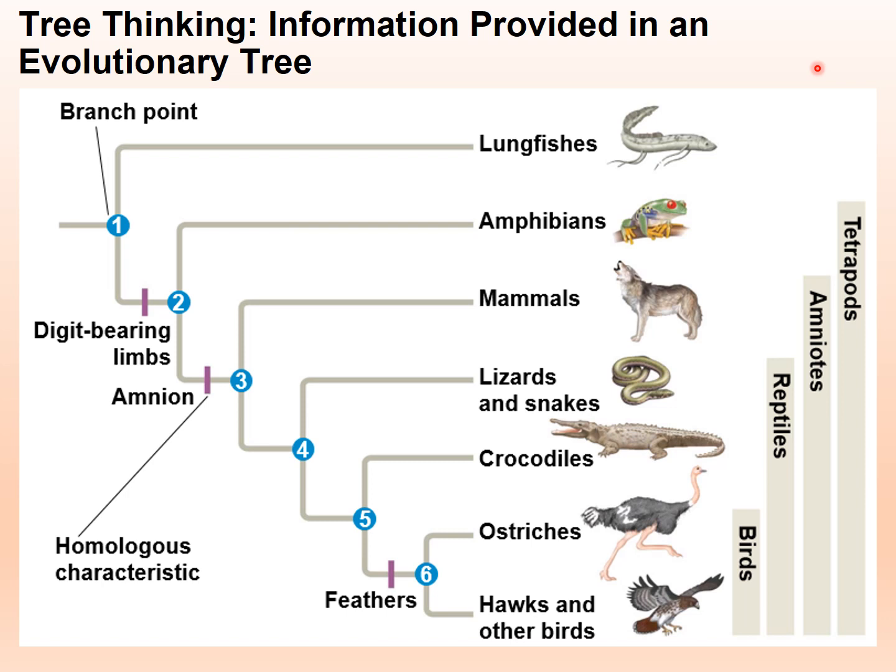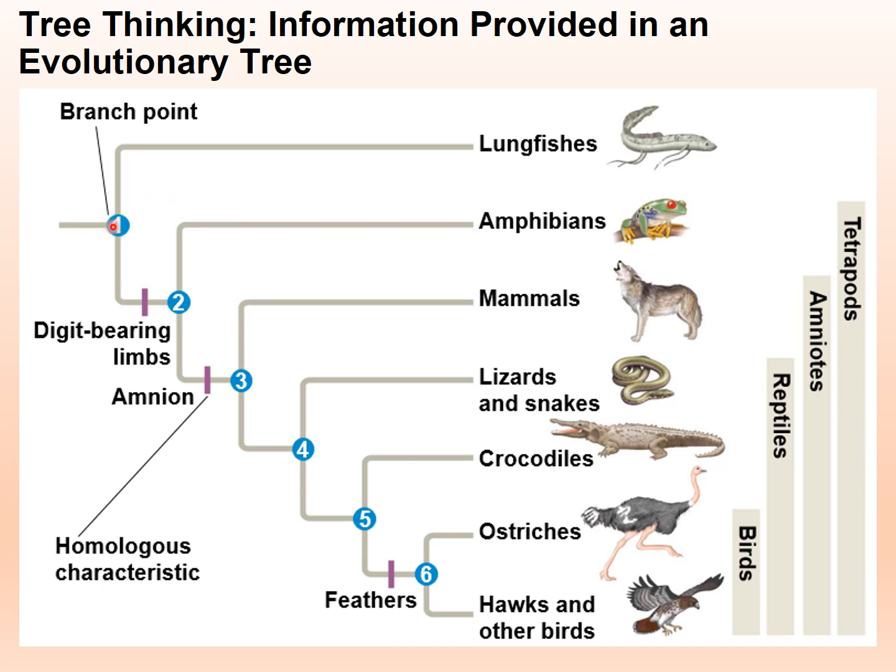Now let's look at tree thinking in relation to homology only. This will be further discussed in chapter 26, and you will perform a lab at some point where you're going to be creating trees yourself. But I just wanted to explain how trees are made based on homology. This is really just a tree showing a small group of animals, starting with lungfish. Number 1 indicates a branch point. So does number 2, number 3, number 4, number 5, and number 6.